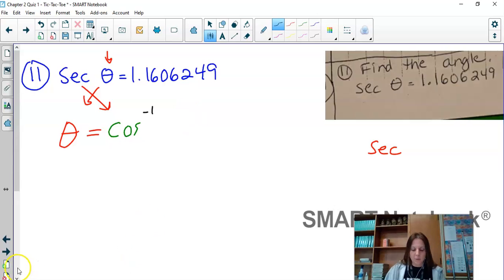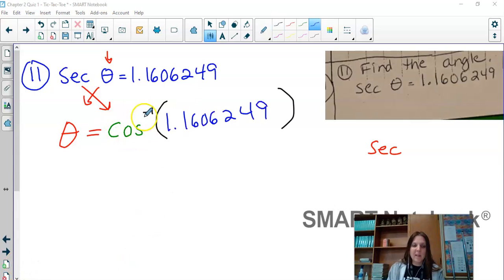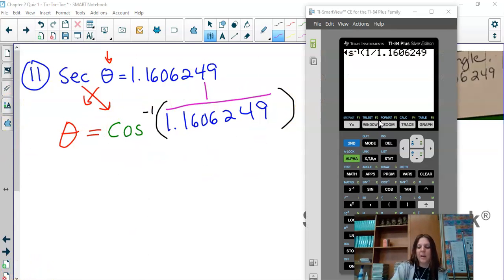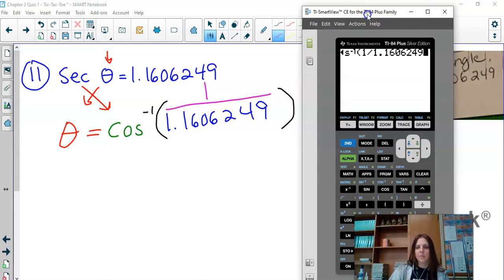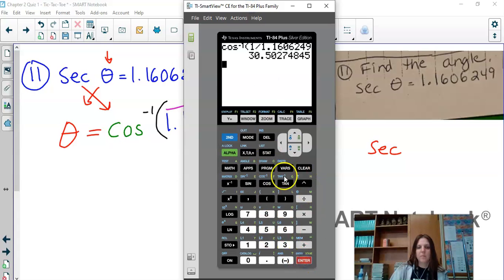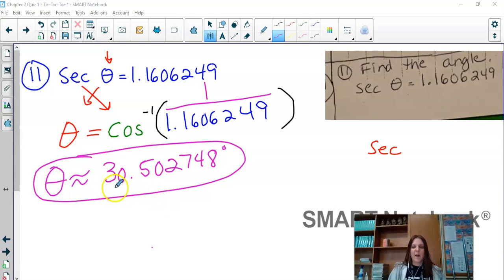I'm going to bring this number down. Since I'm using the inverse of the cosine in my calculator, but I actually have a secant here, I need to tell the calculator that I'm doing that by putting the 1 divided by inside the parenthesis. So go ahead and type it into your calculator as you see it here. And then I'm going to hit enter, and I'm rounding to 6 decimal places. And here is my approximate value of theta.